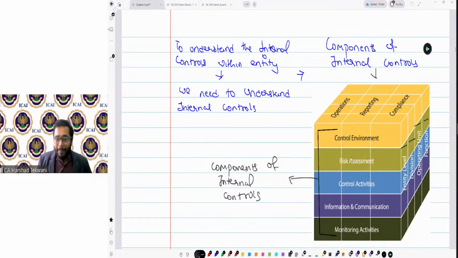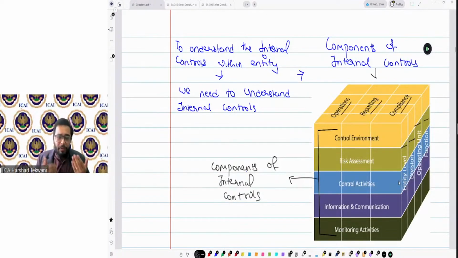Okay, that is the second dimension of the COSO framework. The third dimension is how horizontally it is expanded. It is expanded to operations, to reporting, to compliance. So is it implemented only in operations, but deep, or is it expanded throughout the entity, including operations, reporting and compliance, and deep too?